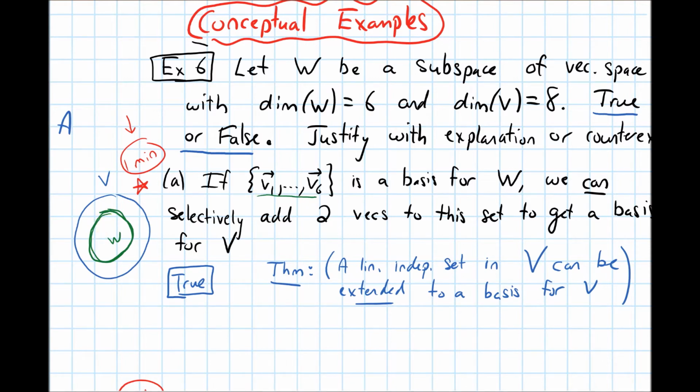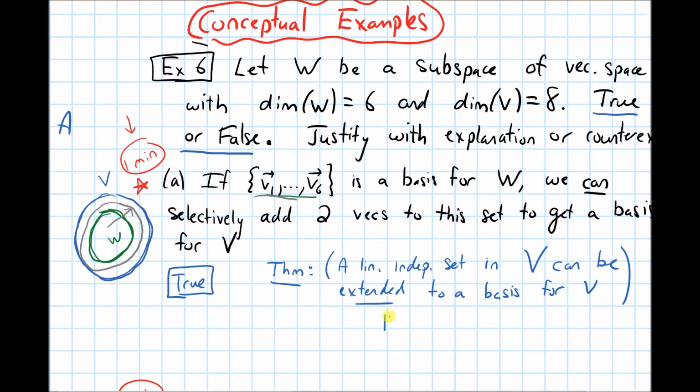Conceptually, if I add a vector to the set of 6 vectors that's not in W, so let's say I have some other vector that lies outside of W, and I include that in my set, that now enlarges this subspace. It enlarges the possible span of the vectors. So that'll happen when I add one vector to my set, and then when I add a second vector to the set, now I have 8 vectors. And if I have 8 vectors, it's got to be all of V.